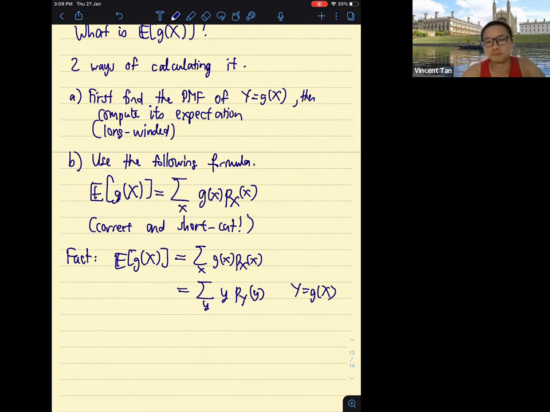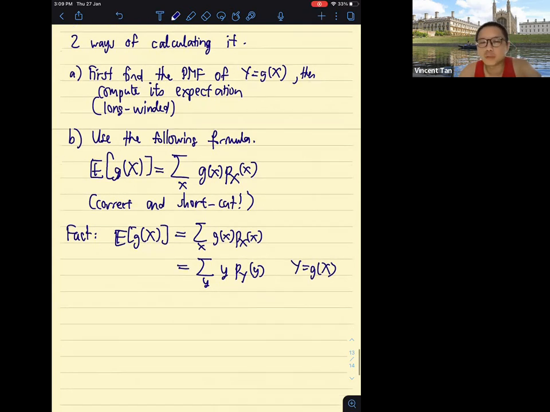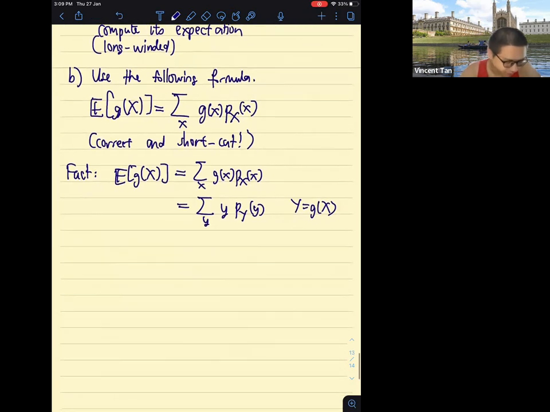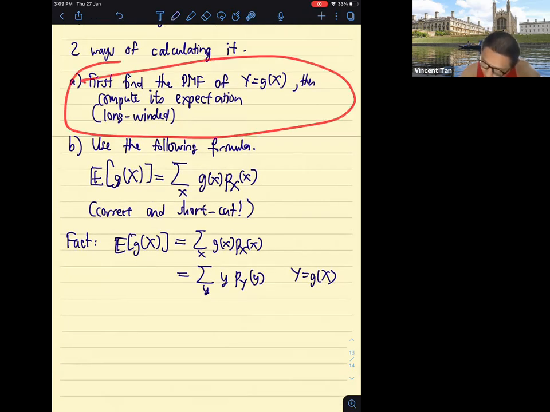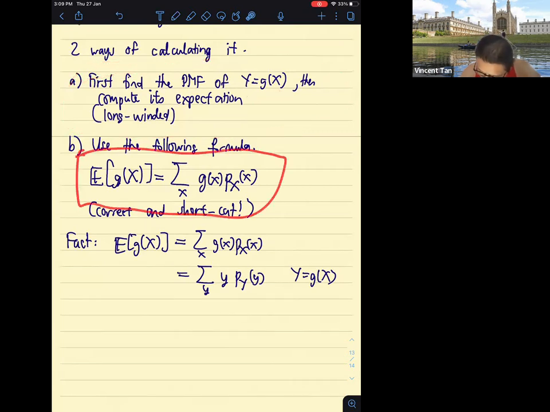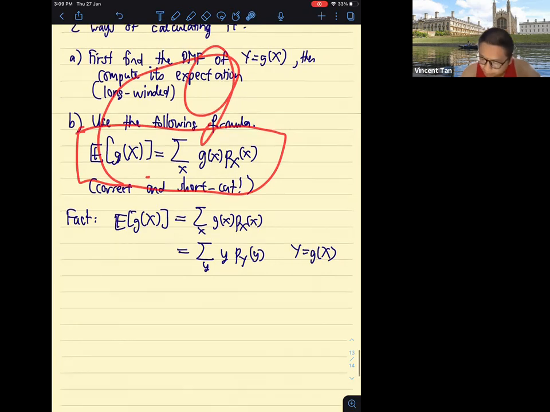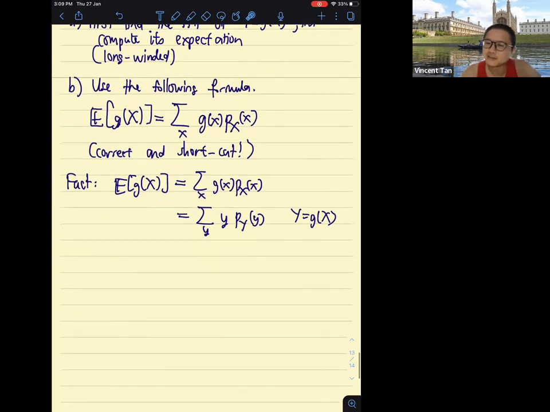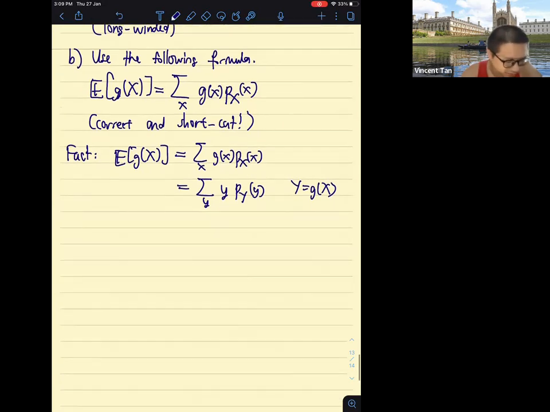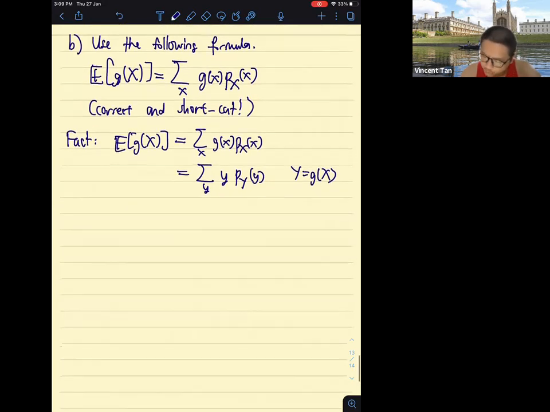There's something to show, and I want to show you this, even though it's a bit long-winded. This way of computing the expectation of g of x is the shortcut. These two are the same. But the proof, which you may or may not want to know, is long-winded. But it's good to know. I will not ask you to do this sort of proof. This is a computation class.